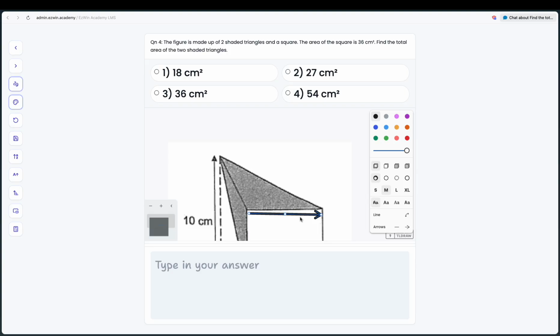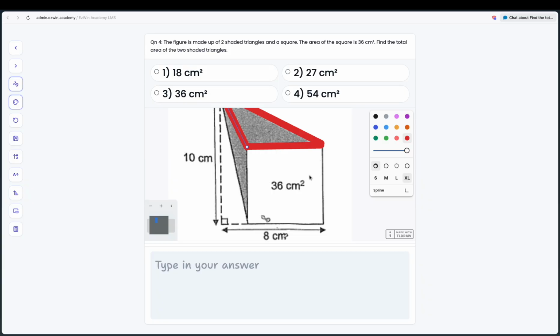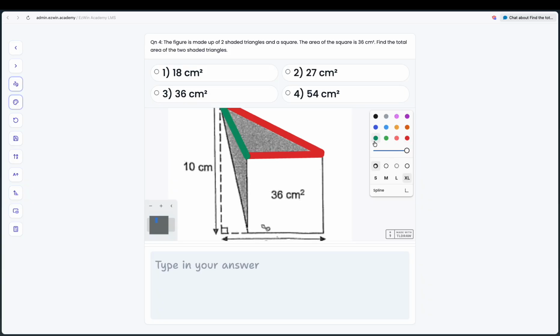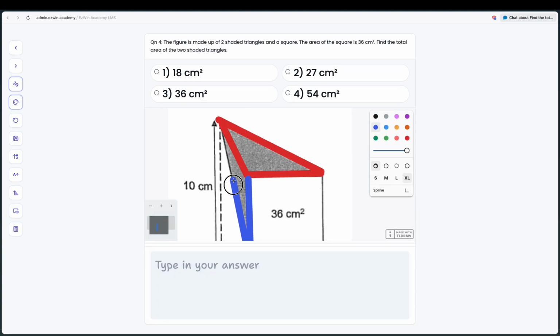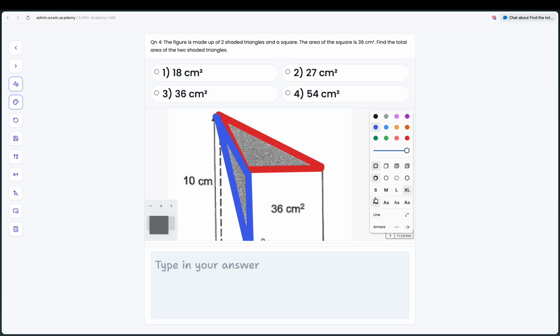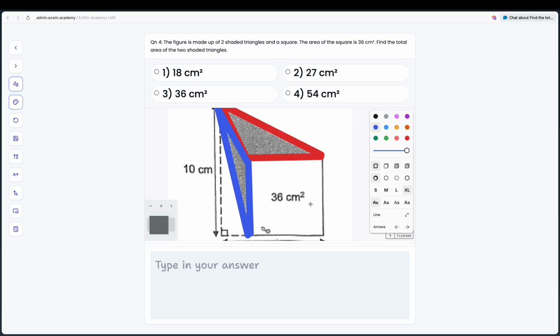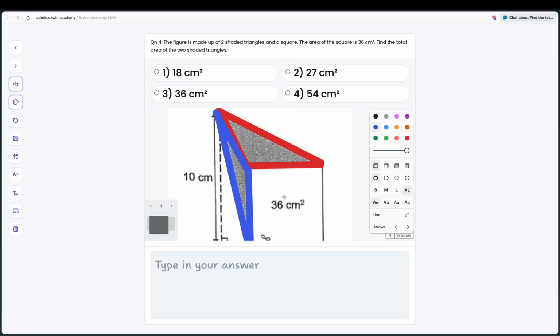Okay, so let me just highlight them. First I want to highlight this, and also this. So this is one triangle that we're looking for, and the other triangle that we're looking for is, let me use another color, this one, and then this one, and lastly this one. So these are the two shaded triangles. Now we also need to find the base and height of these two triangles, right?